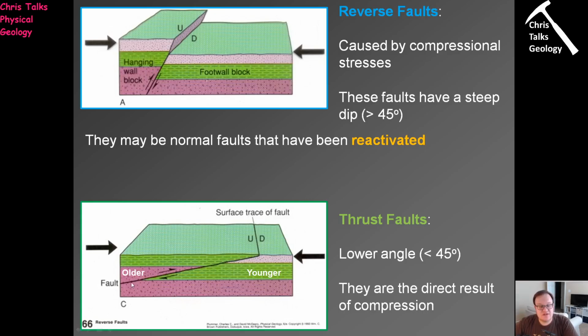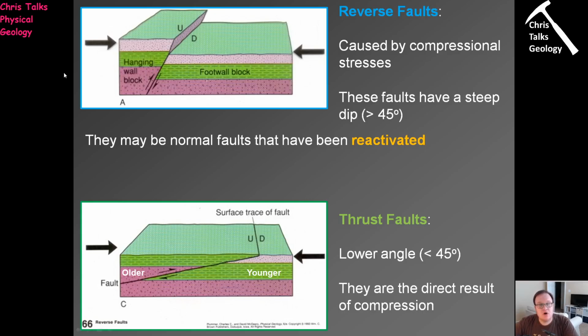Thrust faults, as you can see, the angle of the fault plane is a lot shallower, and thrust faults must have a fault plane angle, or fault plane dip, should I say, of less than 45 degrees. Most of the time, the fault plane will actually have a dip of less than 30 degrees, so it's really rather shallow.